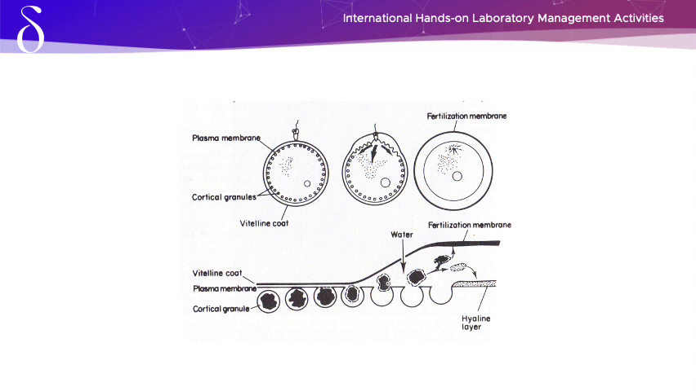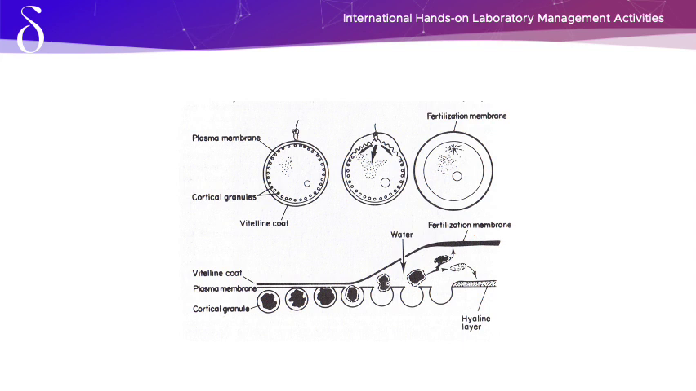This is a schematic representation of the cortical reaction and exactly what happens in the sea urchin. This is taken from my 1973 book, Fertilization Animal. So you see the granules are right up against the plasma membrane. And what happens is they are drawn closer to the membrane. They actually expand. There's a fusion between the cortical granule membrane and the plasma membrane, and the contents are released.